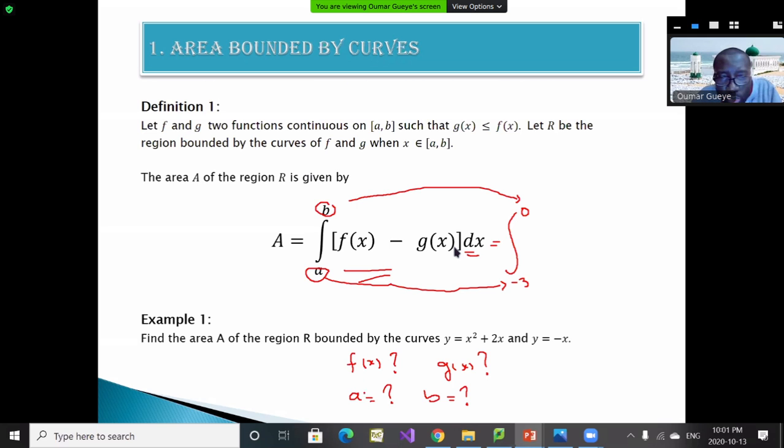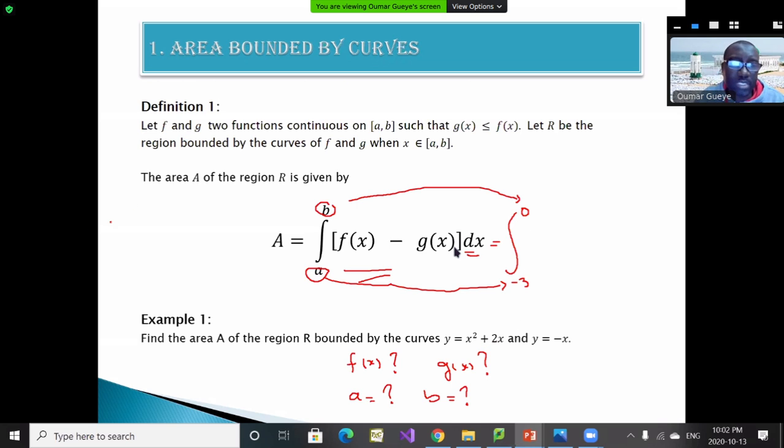Now, next step, as I told you, you find a and b, and now we fix it. a is equal to -3 and b equal to 0. Next step, we have to find f and g in order to apply the formula. So we have two possibilities. If the graph is given, it's going to be easier, because the graph is going to show us the function which is on the top, and the function on the top is going to be the greater function. Since you don't know the graph, the other way to find the greater function is you pick any number between -3 and 0, and you substitute in these two equations.